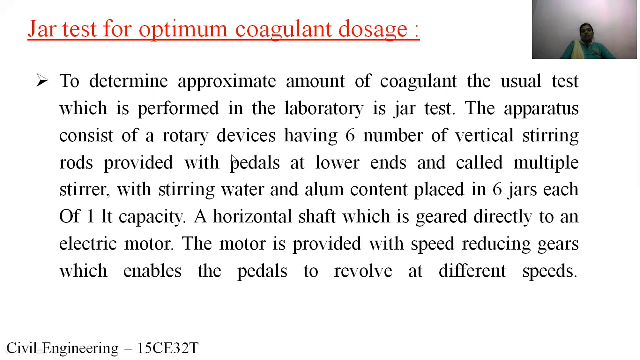So how will this apparatus be? It consists of a rotary device with 6 jars. The rotary device is connected to vertical stirring rods with paddles at the lower ends of those rods, with the multiple stirrer. Again, those paddles are connected with the multiple stirrer. Each jar will be of 1 liter capacity.